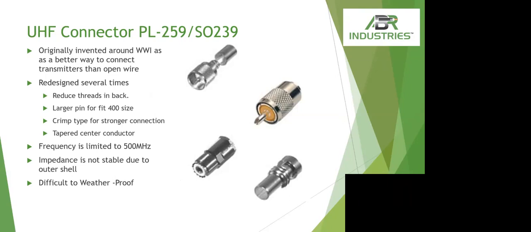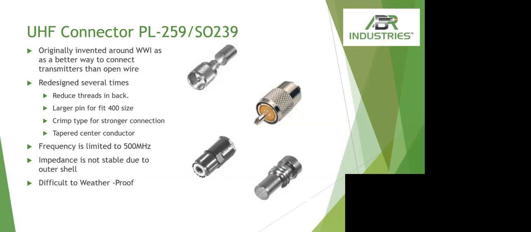One change was to reduce the threads on the back because of overstripping. Next was looking at a larger pin to fit the 400 size. Then we started looking at crimping because we wanted a stronger, better connection to the braid. With soldering, the braid is only connected at about 120 out of 360 degrees, versus the crimp that gets all 360. And then finally, the last thing we've done over the last few years is taper the center conductor.